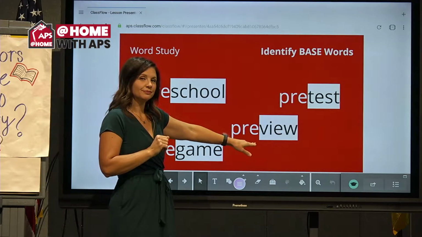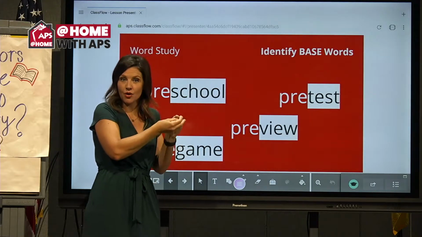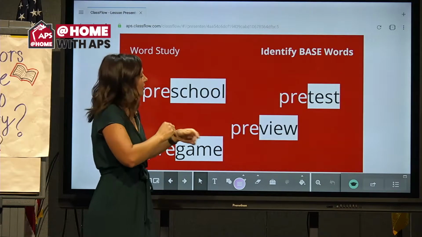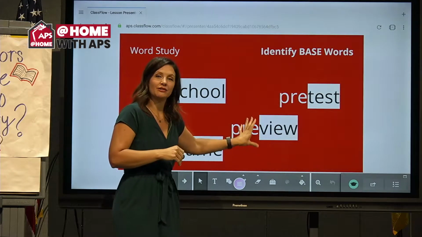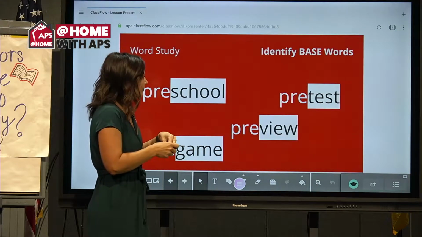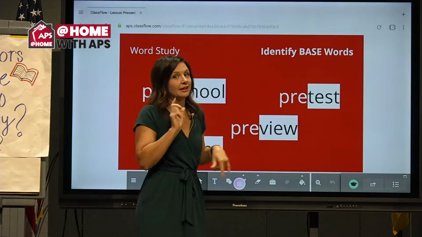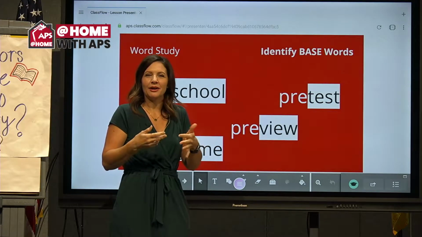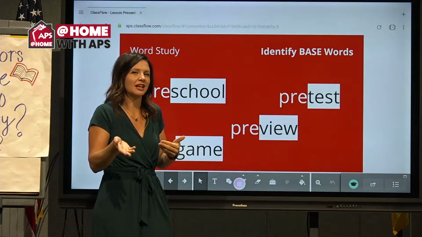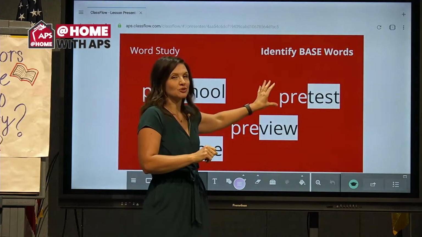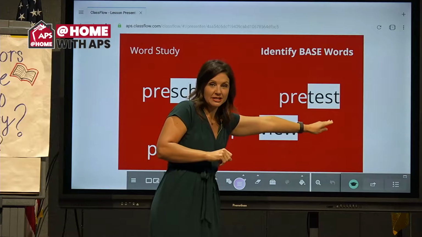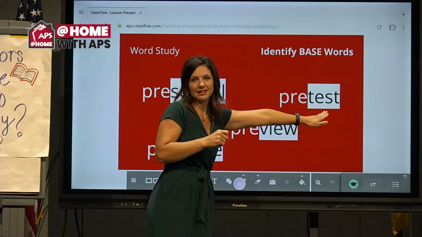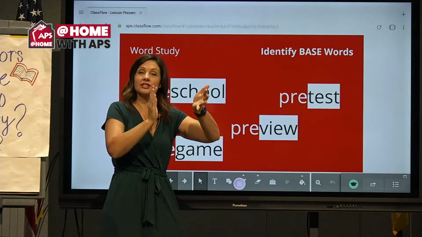This word preview, the word view on its own is a word. I can view the beautiful sky. I can add pre in front of it and it changes the word. Pre-test. As a teacher, I've given a lot of these. Before we study math, I will always give a pre-test. Maybe you've taken those before spelling, all different sorts of subjects. The base word, that's what our goal is to identify base words, is test. I know that word, it can stand on its own.